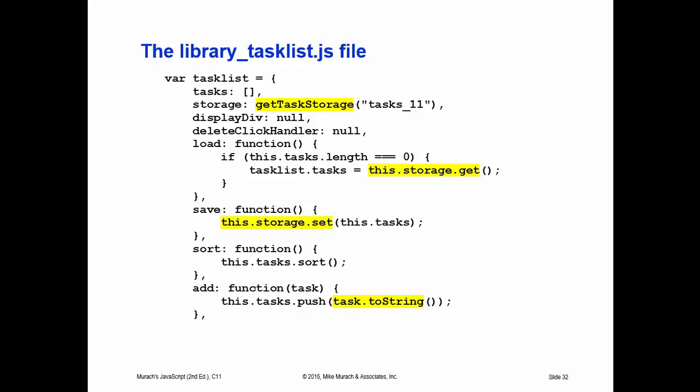So first we have a tasks property that contains an array that holds all the tasks in the task list. Then there's a load method, which checks whether the task array has any elements in it. If it doesn't have any elements in it, it calls the get method of the storage object to retrieve the tasks from local storage. It also has a save method that calls the set method of the storage object to store the tasks in the array in local storage. Then there's a sort method to sort the array, an add method to add or accept an instance of a task. In other words, you're about to add a new task. There's a delete method to delete a task, the clear method, which empties the array, and there's a display method.